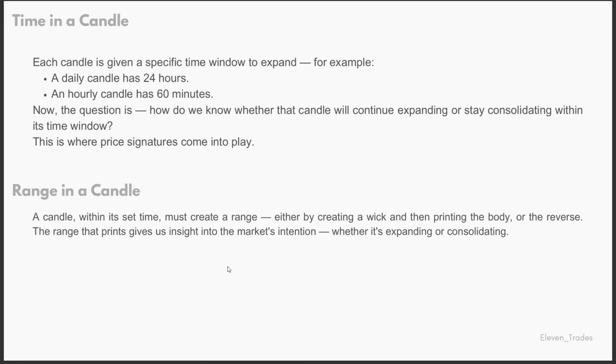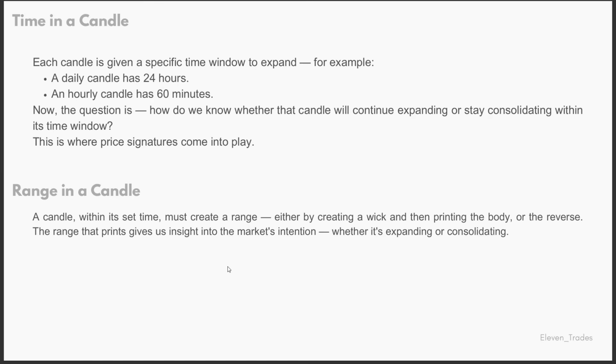Now the first component is time within a candle. Time always comes before the price. Each candle is given a specific time window to expand. Whether it's an hourly candle, it is given 60 minutes. Whether it's a daily candle, it is given 24 hours, and a 4-hour candle is given 240 minutes to either expand or consolidate. Now the question is, how do we know whether the candle is going to expand or consolidate? So that's when the price signature comes into play. We will talk about this in the next slide.